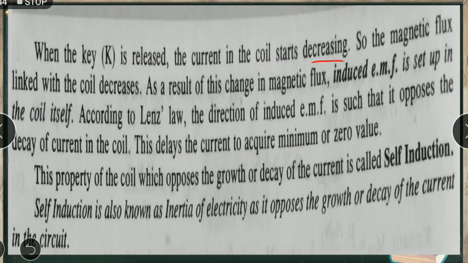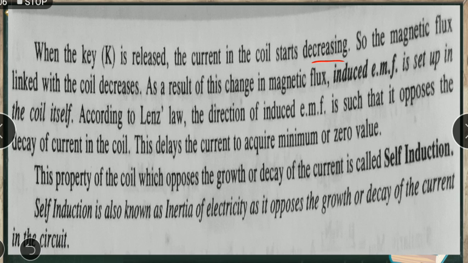Next, so here the change in the magnetic flux results in the induced EMF. Okay. Once again, according to Lenz's law, the direction of induced EMF is such that it opposes the decay of current in the coil. Hence, it delays the current to acquire minimum or zero value.